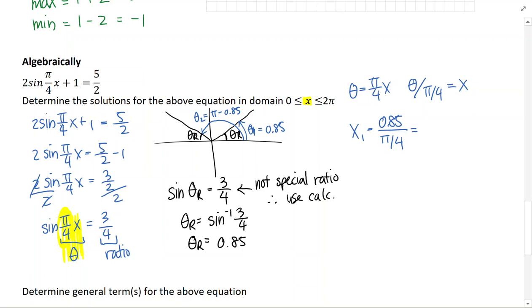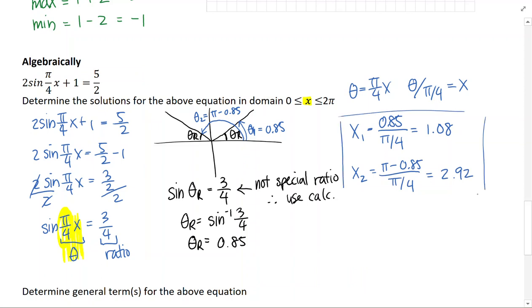So if I have that, then my answer to the nearest hundredth would be 1.08. And for my second terminal arm, the one in quadrant 2, I'll call that x2. It's going to be pi minus 0.85 divided again by pi/4. And that is going to get to 2.92 if you round to the nearest hundredth. So these are the two possible solutions between 0 and 2 pi.